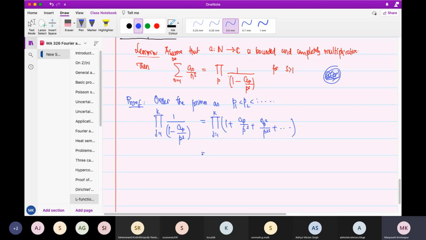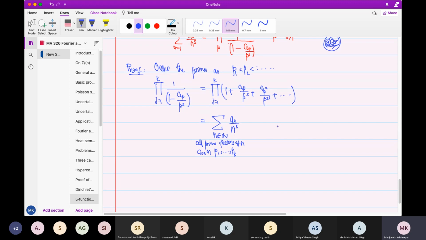But when we multiply this, the claim is this: the sum over n in natural numbers such that all prime factors of n are in p_1 up to p_k, of a_n by n to the power s. So this is for s bigger than 1.